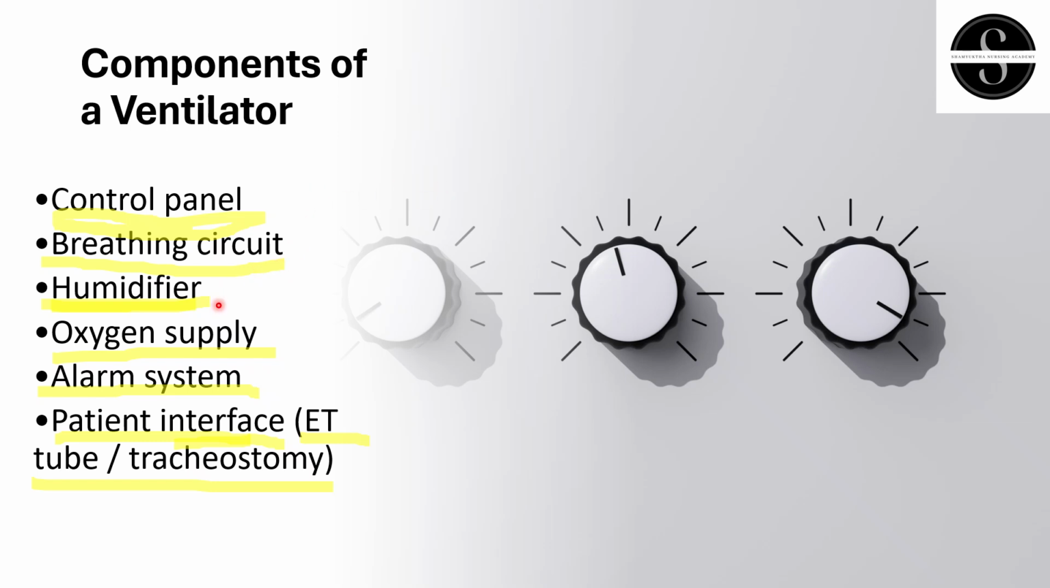Third is your humidifier, which is to humidify the oxygen before supplying it to the patient. We have an O2 source or O2 supply. We have some alarm system. So when the patient's readings go above or below the settings, the ventilator will give an alarm in order to make us go and check the patient's condition. Then patient interface. The name itself indicates it is the connecting part between the ventilator and the patient. So your ET tube and the tracheostomy tube is the patient interface. Clear with the components of this ventilator?